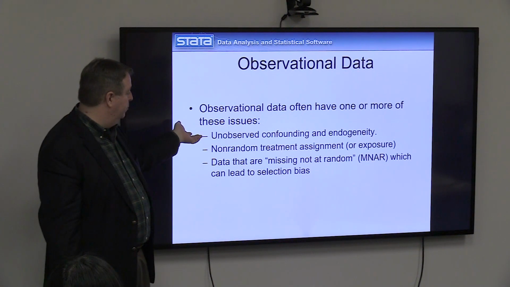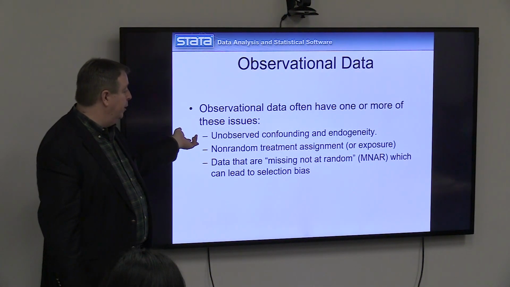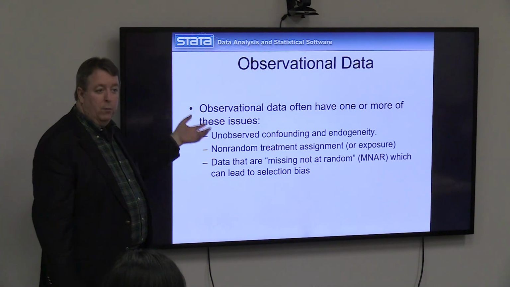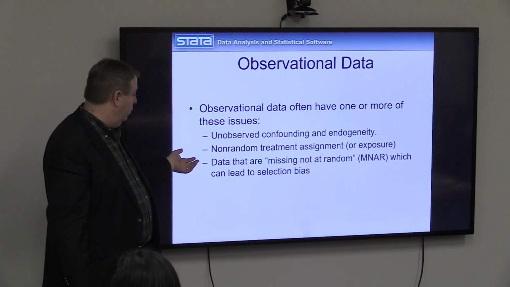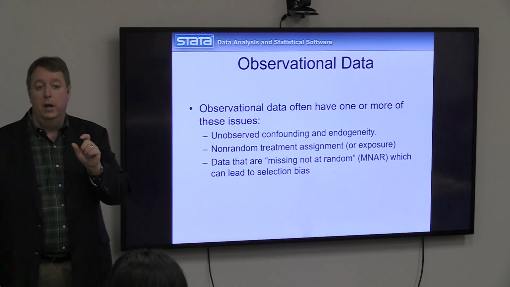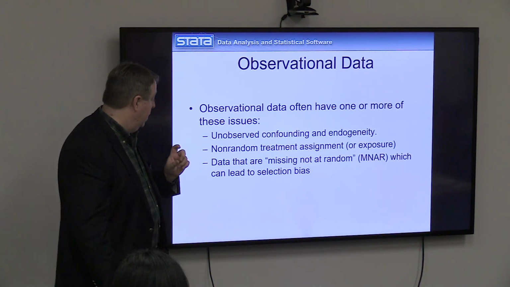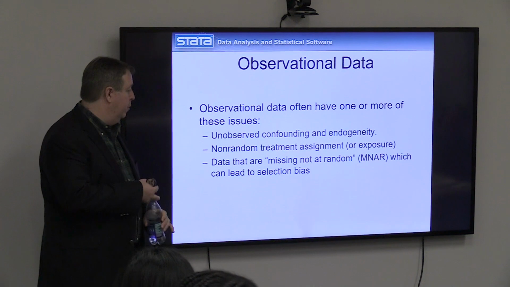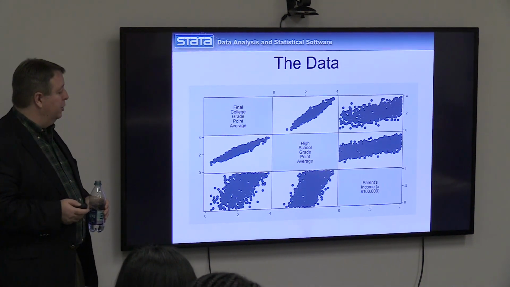First is something called unobserved confounding and endogeneity. We're going to go through that here in a moment. Non-random treatment assignment or exposure. We didn't randomly allocate these people to get the treatment. We just found them as they were. And then lastly, we've already pointed out that we have some data that are missing, and we need to think about the mechanism by which those data became missing and how that might affect our sample and if it biases it in some way. So let's tackle endogeneity first.